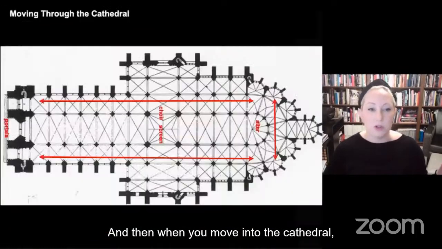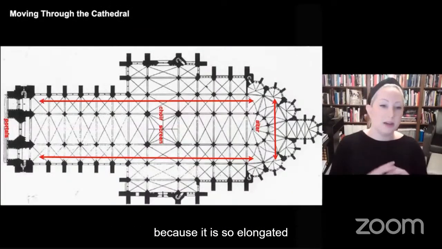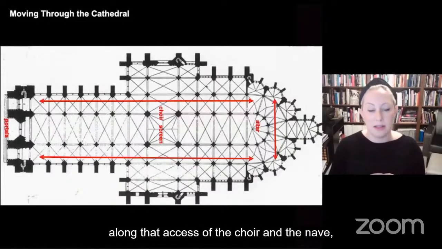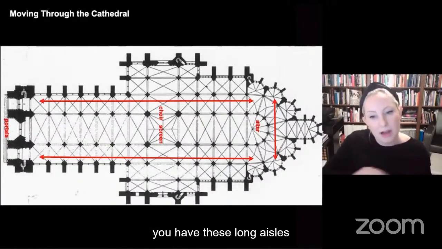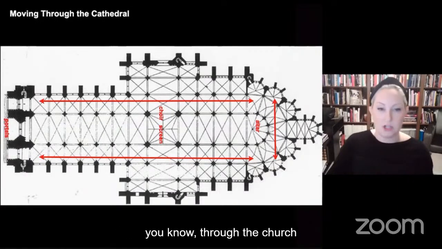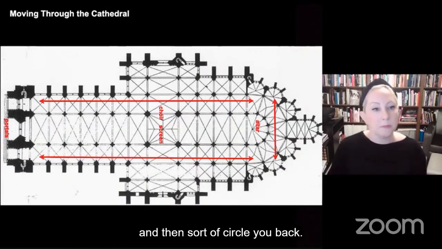And then when you move into the cathedral, because it is so elongated along that axis of the choir and the nave, you have these long aisles that invite you to continue your journey through the church and then sort of circle you back.